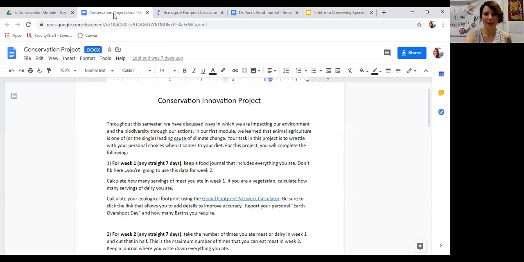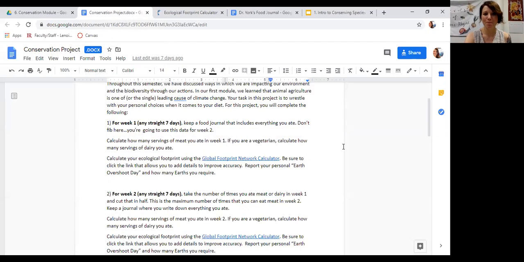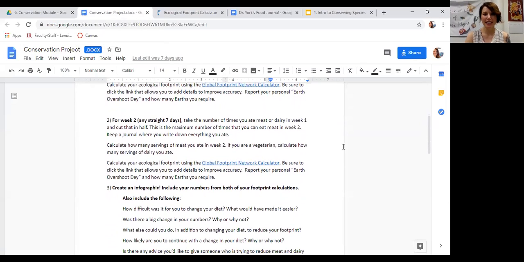And then for your second week, what you're going to do is you're going to take the number of times that you ate meat and dairy in that first week, and I want you to cut it in half. So we're not going cold turkey. We're just saying cut it in half. Athletes, you don't have the excuse of my coach won't let me right now, which I've gotten in the past. So please take a solid swing at this.